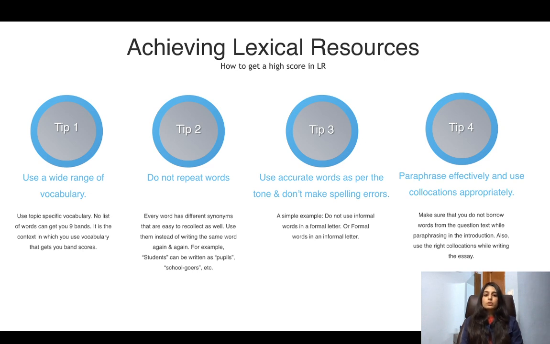It's not giving the test, it's always taking the test. You're taking the test. Yes, in Hindi it is giving a test. You say that मैं टेस्ट देने जा रहा हूँ या जा रही हूँ, but here it's not that way. So do not translate Hindi to English or English to Hindi exactly as a test. There are certain differences. Okay, so that's it for the lexical resources, and I hope we are clear with this. Wide range of vocabulary without repeating words, using synonyms, no spelling mistakes, paraphrasing effectively, and using collocations appropriately.